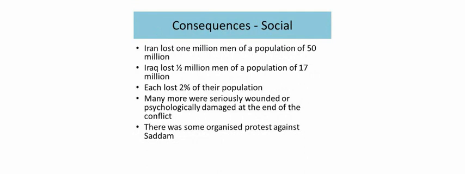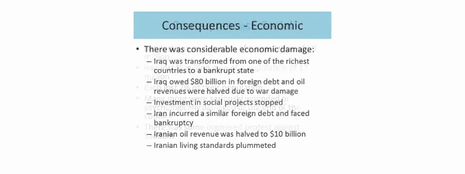The social consequences are pretty dire. When you talk about casualties, Iran lost 1 million men of its 50 million population. Iraq lost 500,000 of a population of 17 million, which equates to pretty equally 2% of their populations, respectively. Of course, these numbers don't take into account those who were seriously wounded or psychologically damaged at the end of this conflict. And so the conflict had relatively dramatic social consequences. It does lead, as was alluded to earlier, especially in the mosques, to some organized protest against Saddam.